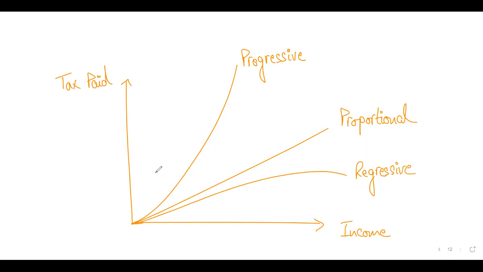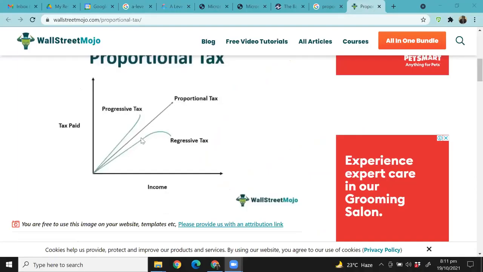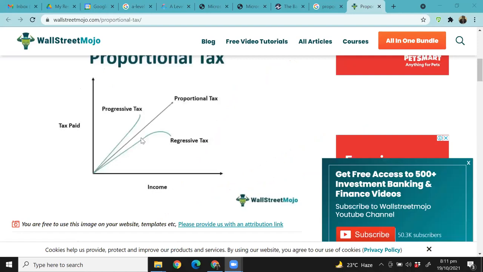So in our question, the three lines were straight and upward sloping.